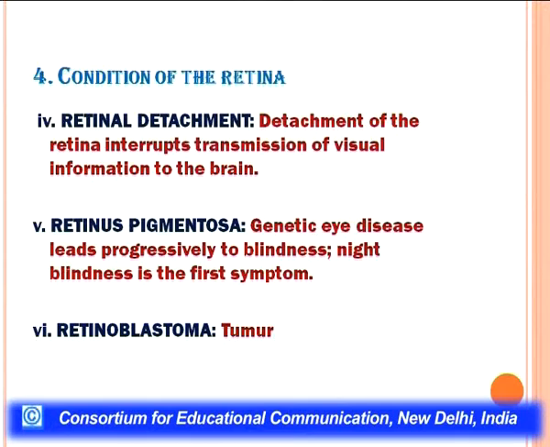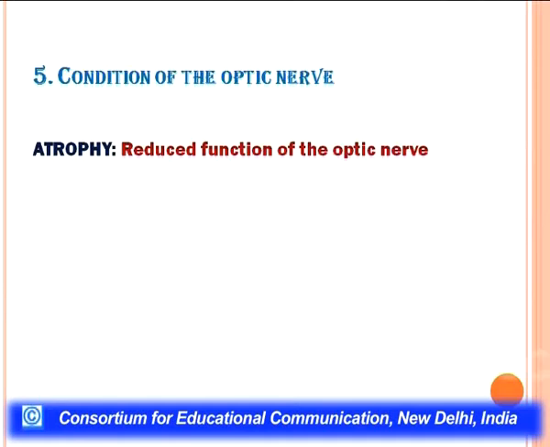The fourth one is also a condition of retina. Retina is a very important part of the eye. It is retinal detachment. Detachment of the retina interrupts transmission of visual information to the brain, and if we are able to see but the signals are not going to the brain, then it becomes useless. Then retinitis pigmentosa, a genetic eye disease, leads progressively to blindness. Night blindness is the first symptom. Then retinoblastoma is a tumor, which is usually a very dangerous condition. Then the last is the condition of the optic nerve, the nerve which connects eyes to the brain. If there is some problem, then atrophy and reduced function of the optic nerve occur, which in turn affects the process of vision.